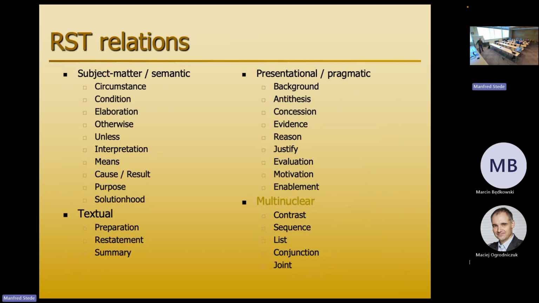Here's the whole set of relations. I will not go through them, just some of them are relatively easy to recognize. For instance, the conditions, the if then. There are causal results, of course. There is restatement and summary. We call them textual relations because they don't add new information. They're just there to give a better textual structure.